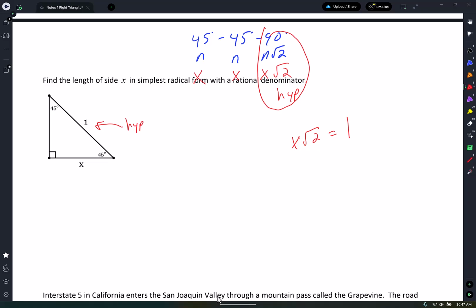Have I done anything crazy? This is just a property of how my triangle reacts. So this is x, and then 1 is equal to x square root of 2. So I just made an expression.